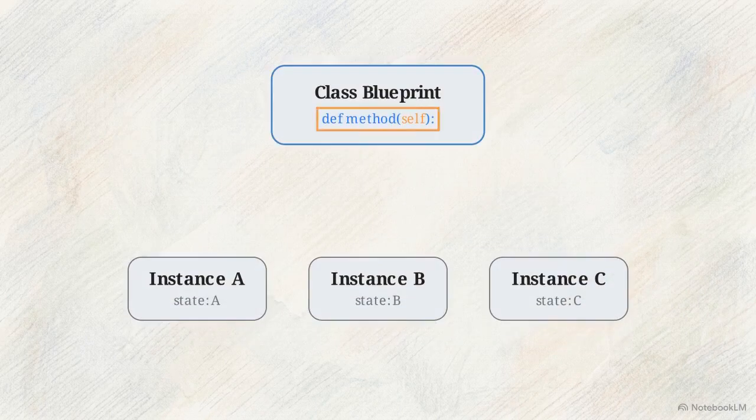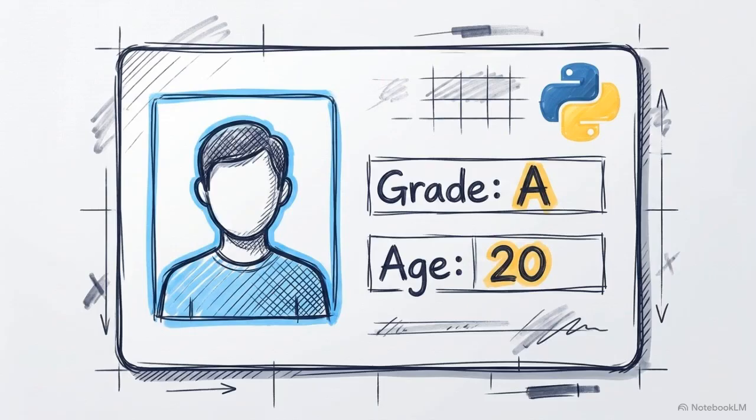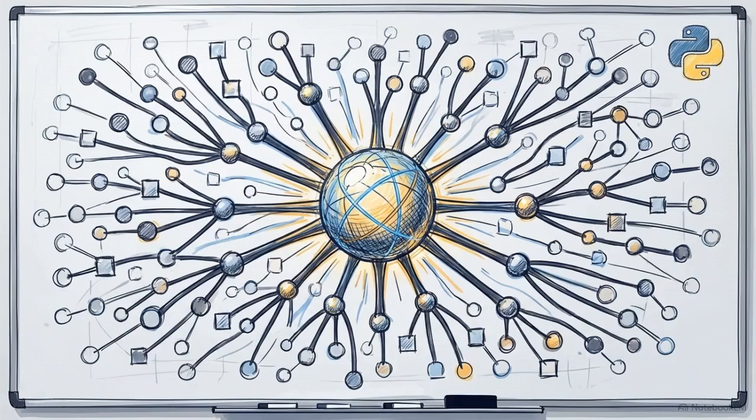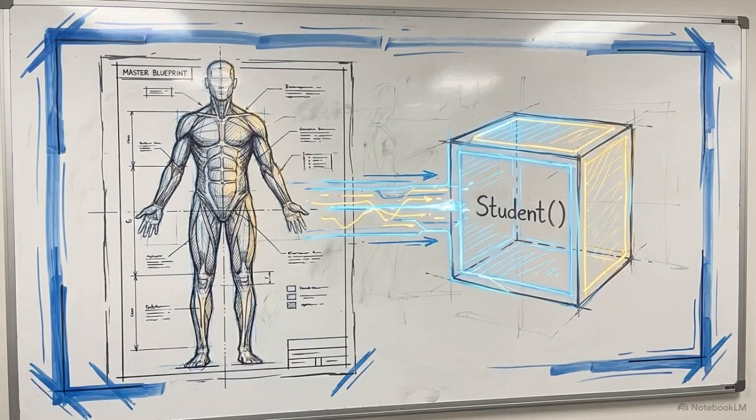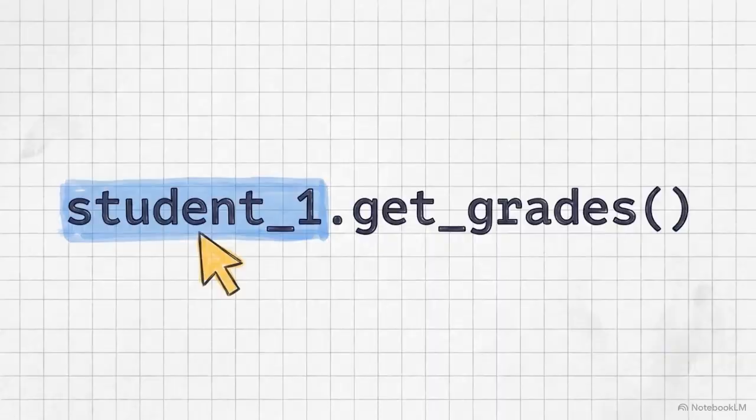Identifying what Python injects clarifies how state moves through a class. This allows you to differentiate between data that belongs to a specific user and data that must be shared across the entire system. Consider a basic student blueprint. When we create a new student, Python allocates a unique space in memory for that specific object's data. When we call a method using object.method, it appears as a direct operation on that specific object.